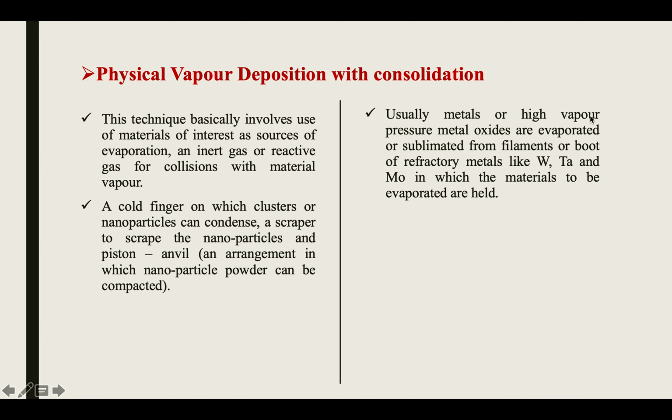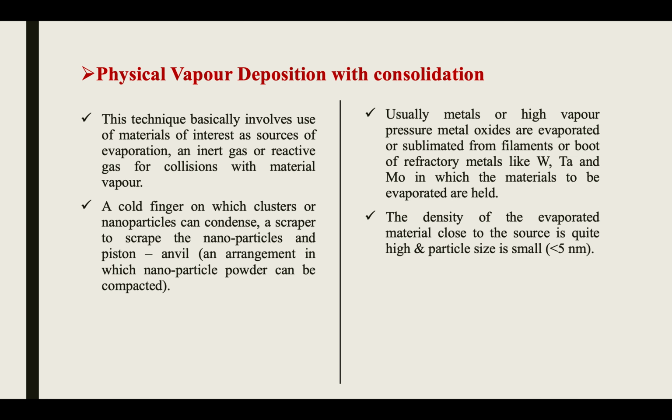Usually metals or high vapor pressure metal oxides are evaporated. Generally there are some metal oxides that are used to get evaporated, with high vapor pressure. Or you can directly sublimate from filaments or boats of refractory metals like tungsten, tantalum and molybdenum. So these three types of metals are used as refractory metals, in which the material to be evaporated is held. These are the materials of the container: tungsten, tantalum or molybdenum. So these three types of materials are generally used to synthesize the nanoparticle or to make the high vapor pressure metal oxide get evaporated.